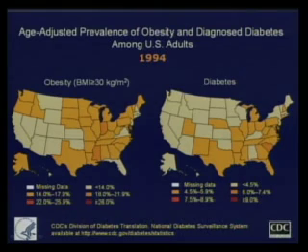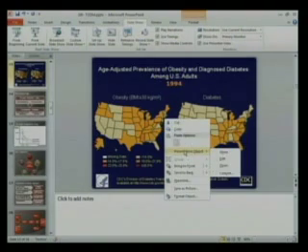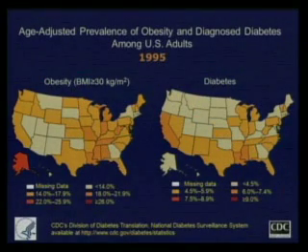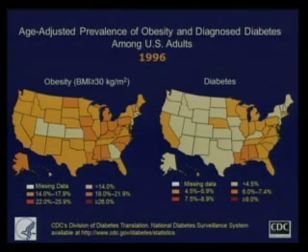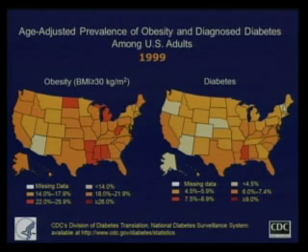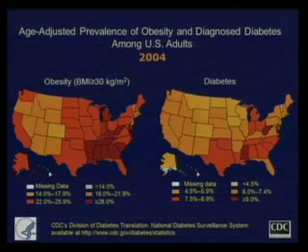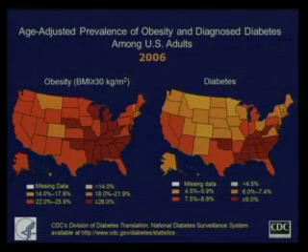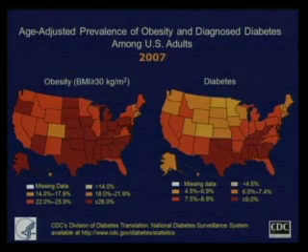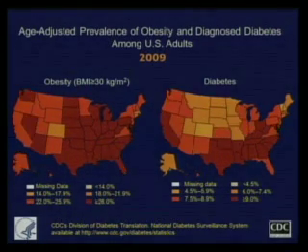And this slide is going to show, let me just play it. Increased incidence of obesity and diabetes over the past 15 years. Obesity on the left, diabetes on the right, and the darker the color, the higher the prevalence of the disease. So obesity is everywhere now.